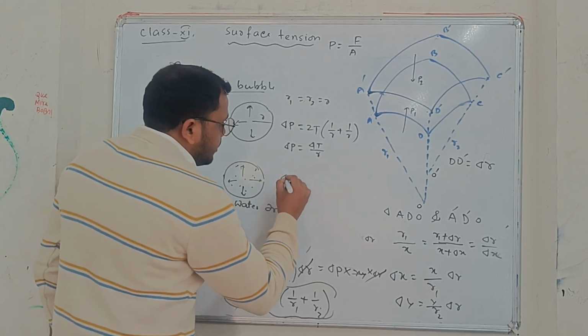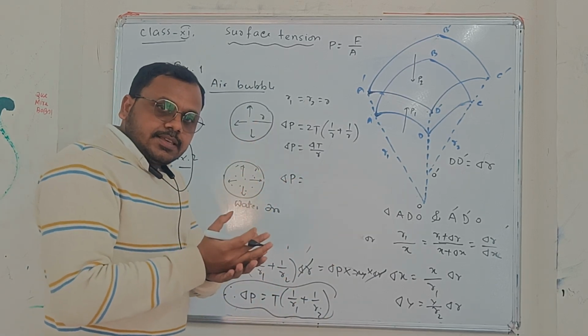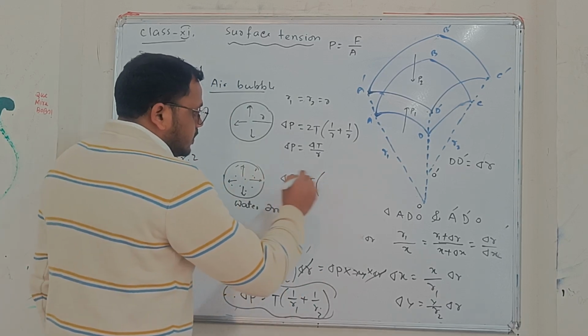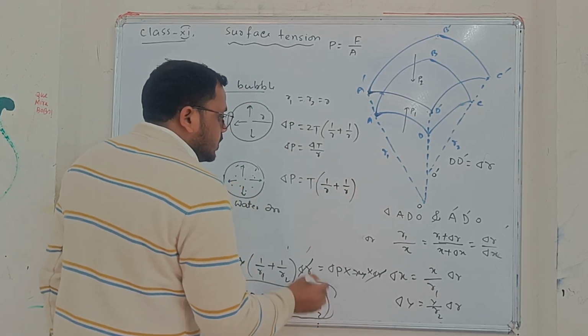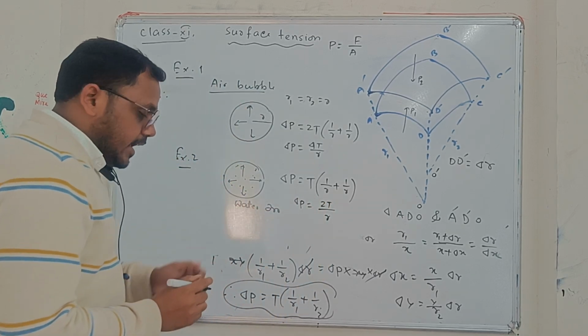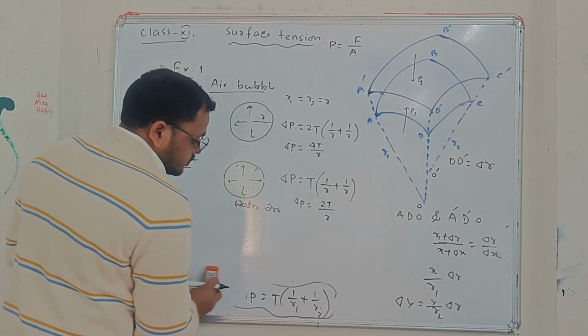See here, del P equals to, here only one surface is there, so we can consider this as T. And here the radii of curvature are both the same thing, 1 by r plus 1 by r. So this is 2T by r. So del P is 2T divided by r. Okay, this is example number 2. See another example, example number 3.